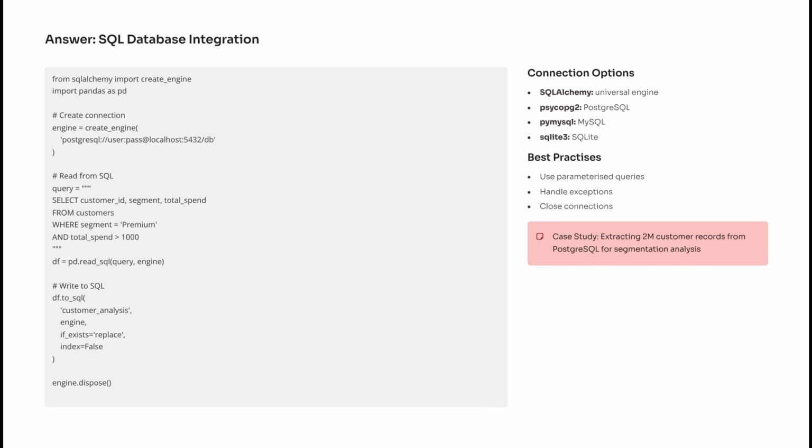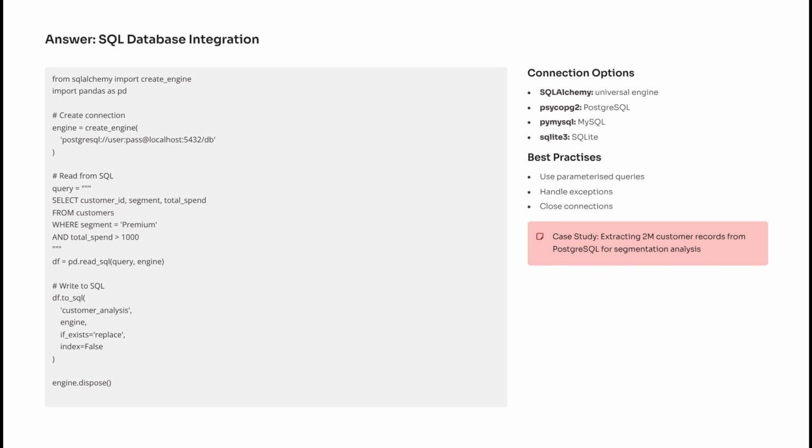We send this query through Pandas' read_sql function, and just like that, the results come back as a clean DataFrame you can analyze instantly. If you need to write data back, say, saving your processed results or feature set, you can use to_sql. Pandas takes care of inserting or replacing the data inside your target table.